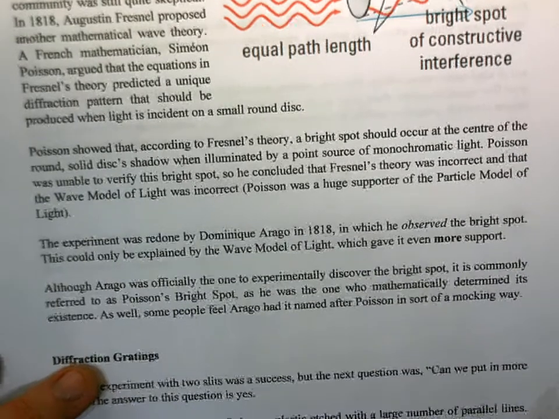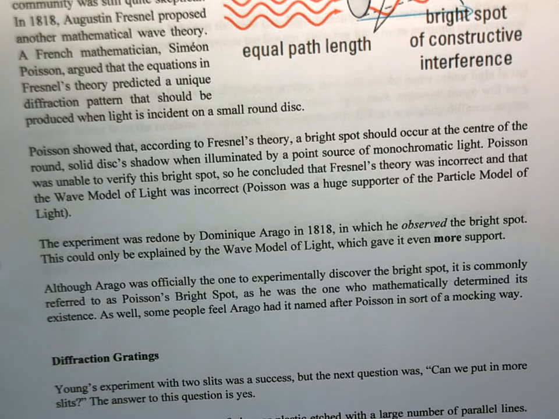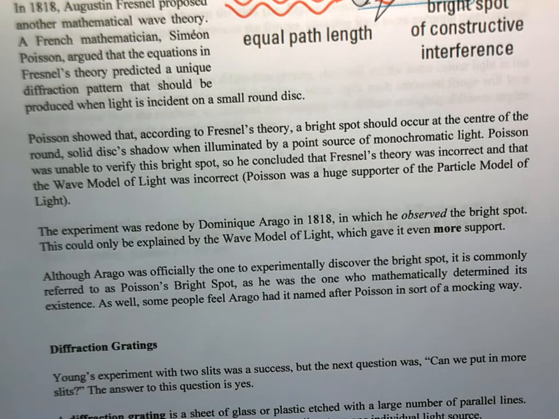Arago was the one who experimentally discovered the spot, so you will hear it referred to as Arago's bright spot. Sometimes you'll see it referred to as Poisson's bright spot. Some people say, and whether this is true or not, that they named it that as a mocking way to Poisson, like he was so adamant that it didn't exist, but it did, so they wanted to tie his name to that forever. Whether that's true or not, we don't know, but as you've learned, physics and science in general is full of all those cute little stories.